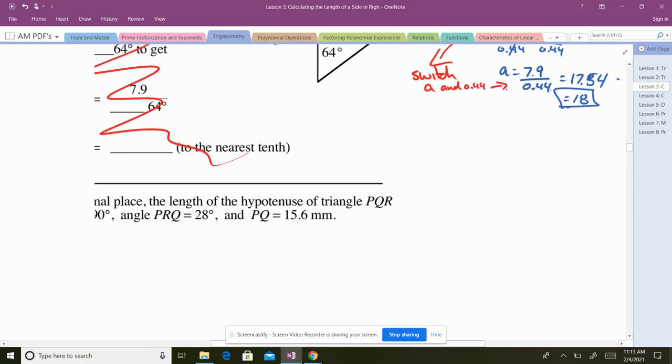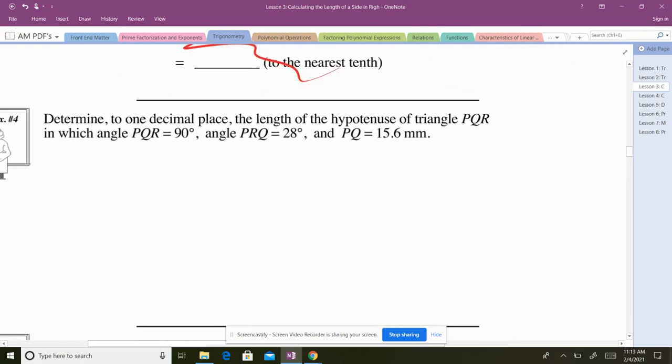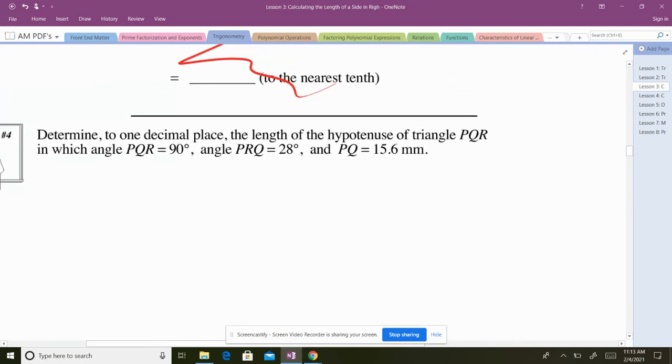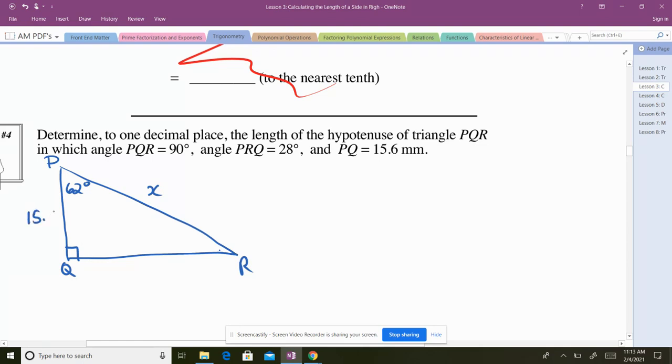Okay, next question. Here we go. I'm just going to give you the triangle here, people. I'm not going to make you draw it. This is our triangle, P, Q, R. This is 62. This is X. And that's 15.6. Ignore all this. All right, there's our triangle.